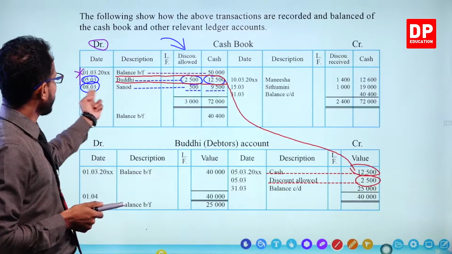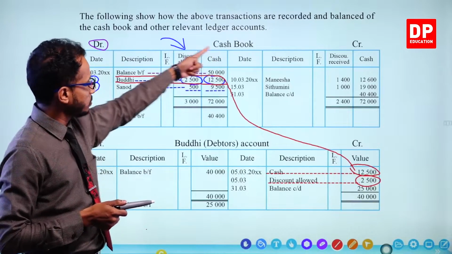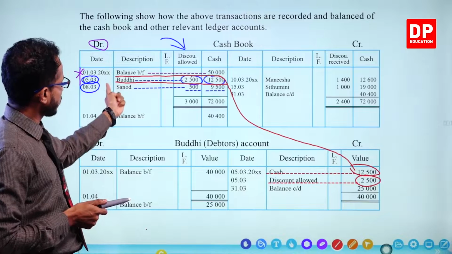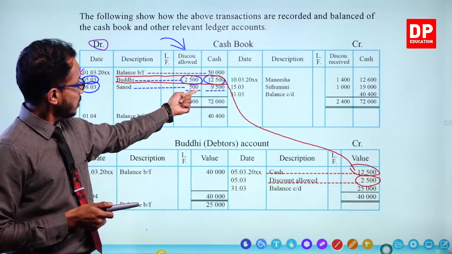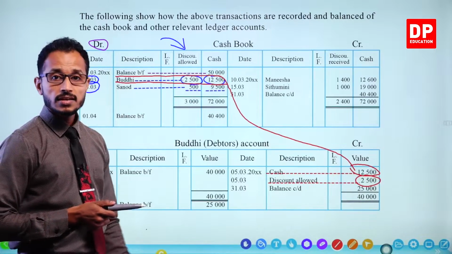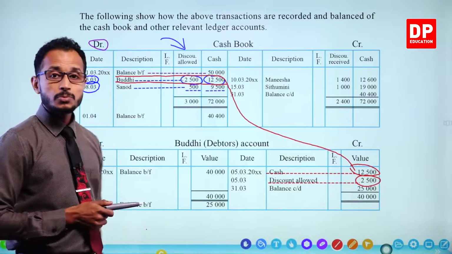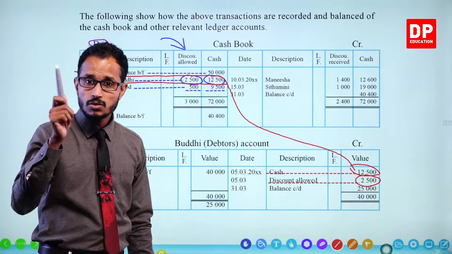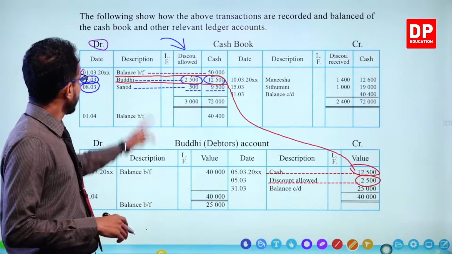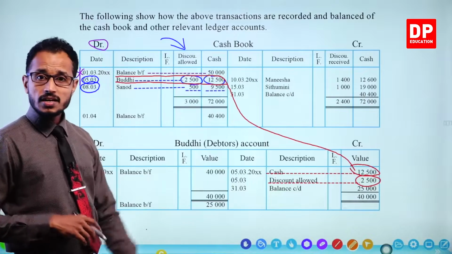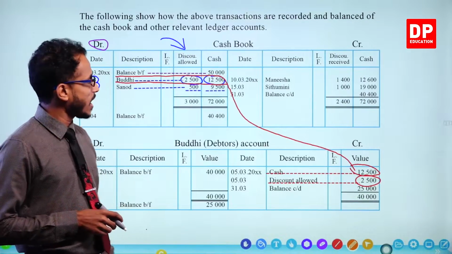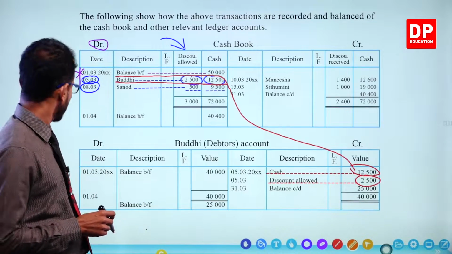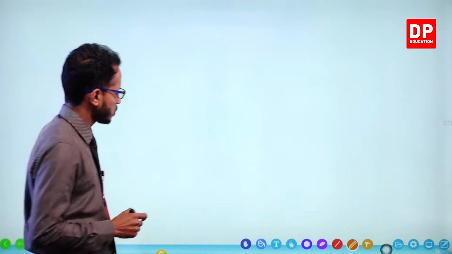Likewise, there should be a double entry to Sanod's entry, that is the cash book debit side. In the debit side of the cash book, saying Sanod 500 discount allowed and 9,500 cash amount. There should be a credit entry in which account? In Sanod's account. So we'll draw Sanod's account and record the double entry. Here we go.